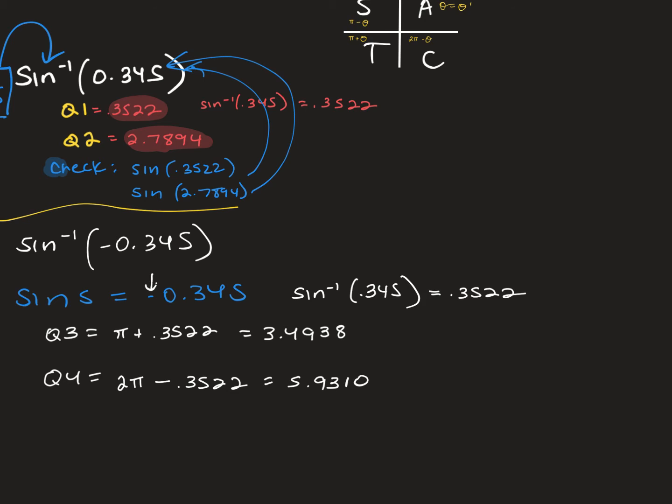Wait, why is there the sine of S equals negative? Because that's the wording of the question. But that is the same thing as saying find the sine negative 1 of 0.345.